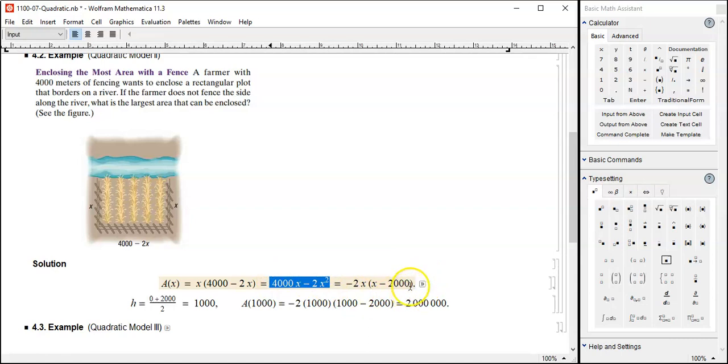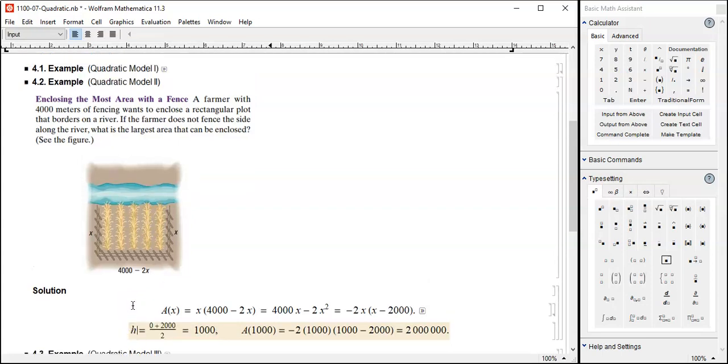And what? You want the vertex equation here. It's going to be half of, right in the middle of x equal to 0 and x equal to 2000, from the intercept form of the quadratic function. And then that's going to give me 1000. That's the h value. So the k value is going to be the function value at the h value, so A of 1000. So here we go, 2 million.